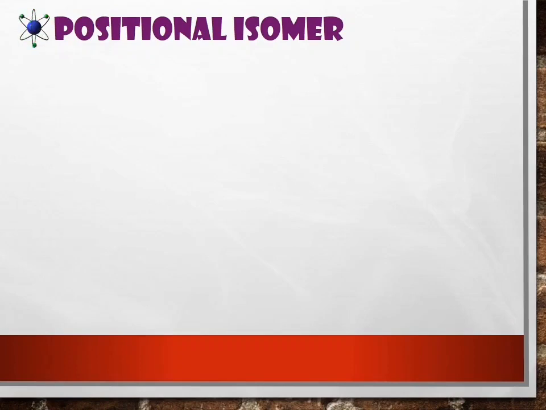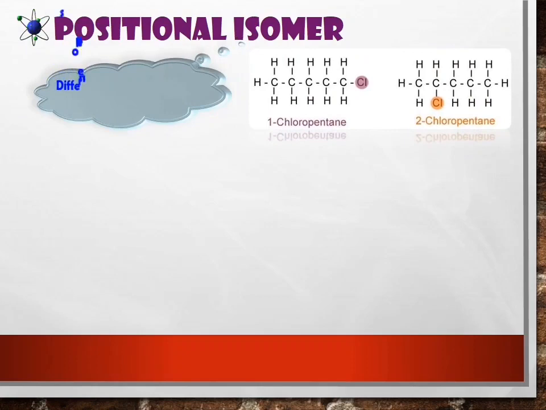Yes, positional isomer must have different position of functional group. How? Look at this example. We have 1-chloropentane here become 2-chloropentane. So what you can see here, the position of functional group. This is the functional group. See? We have chlorine here, alkyl halide.